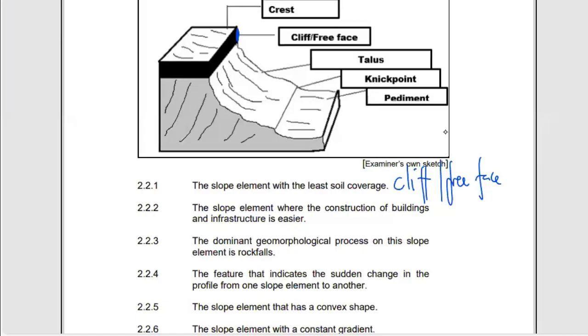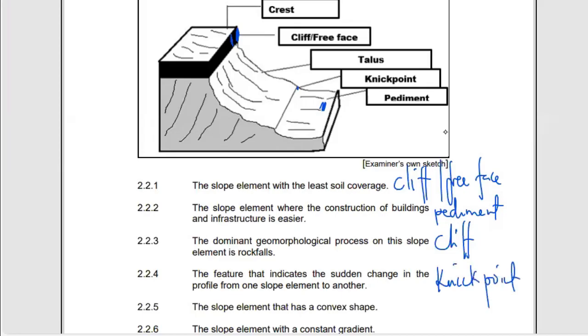2.2.2, it says the slope element where construction of buildings and infrastructure is easier. We can only do it here on the pavement. Right, then the next question is saying the dominant geomorphological process on this element is rockfall. The rocks fall here where it's vertical. It happens on the cliff or the free face. The feature that indicates the sudden change in the profile from one element to another is a nick point here. The slope angle is changing. So that is a nick point.